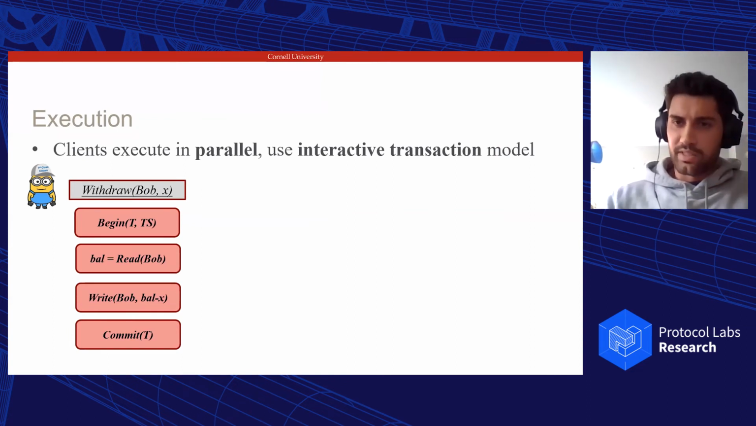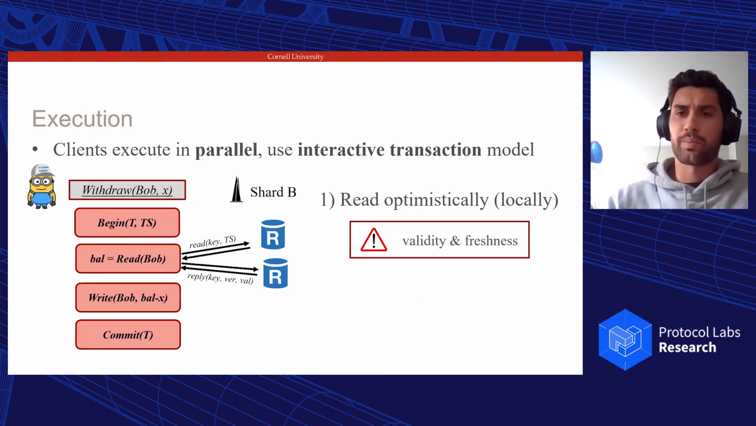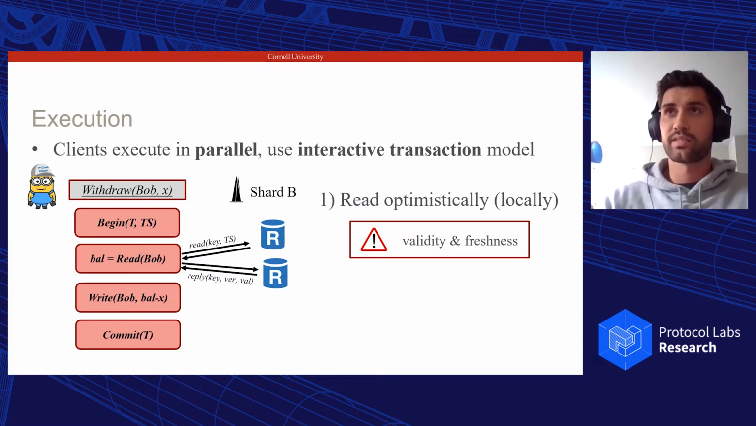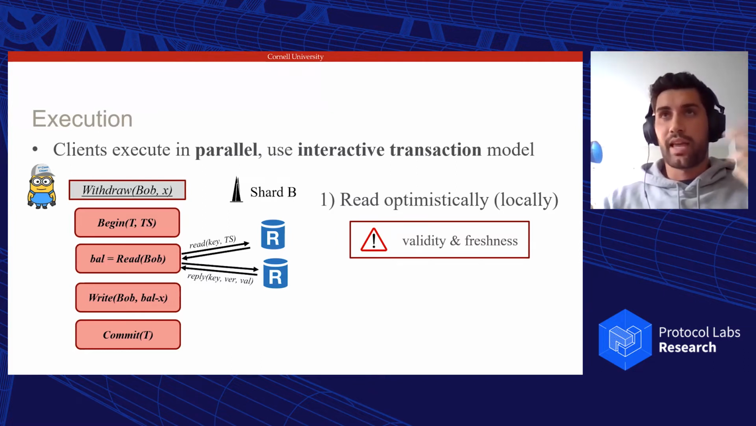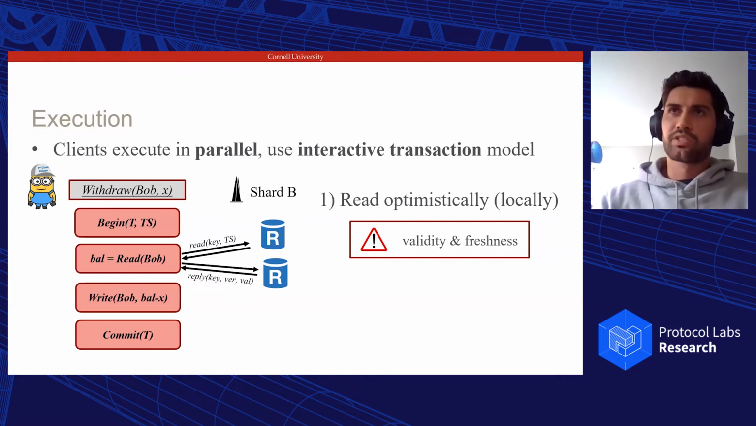So clients use this interactive transaction model and execute the transaction in parallel with other clients. Reads are sent to local replicas, and importantly, since those could be Byzantine, they need to make sure that A, of course, these are valid values, which you can do by just adding signatures, but also B, that they're not tricked into reading arbitrarily stale values.